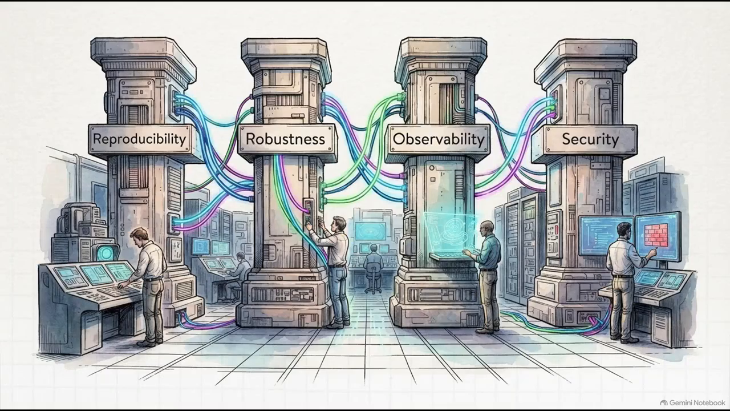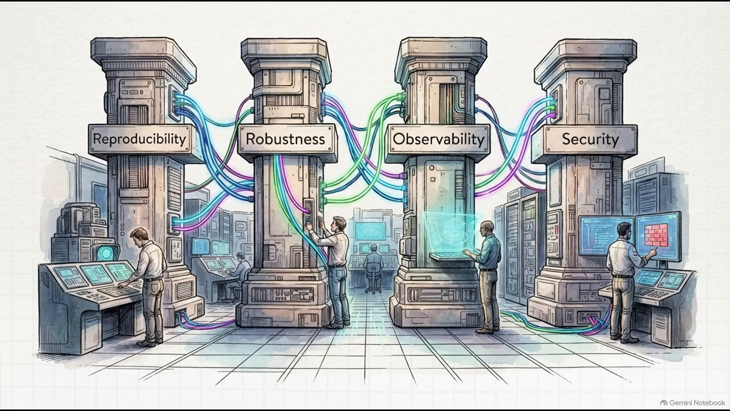So the crucial takeaway here is that IT has distinct, absolutely non-negotiable mandates in this new world. First, reproducibility, ensuring every experiment and deployment is fully traceable and repeatable. Second, robustness, building systems that degrade gracefully and recover automatically when things inevitably go wrong. Third, observability. You need end-to-end visibility from the raw data all the way to the live predictions.